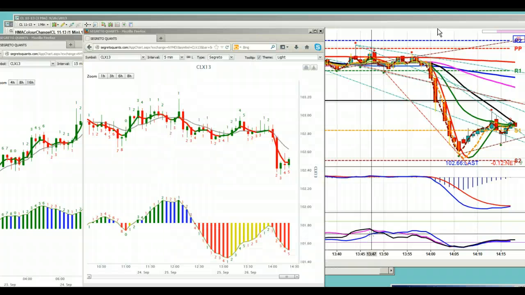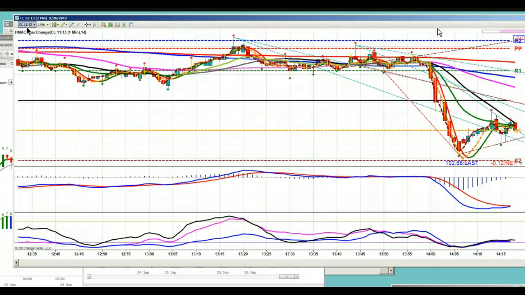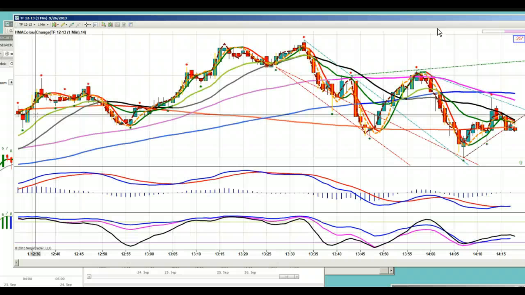So let me just check the Russell, because that should also correlate. Yeah, and see the Russell came down too. Also, again, the 200 is in the way. So you would take the move to go short to the 200 and you'd be out at the 200.